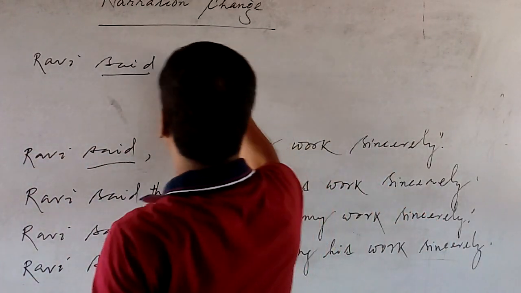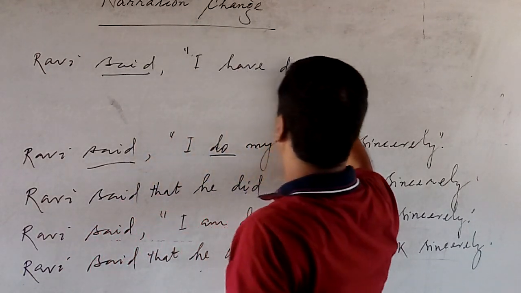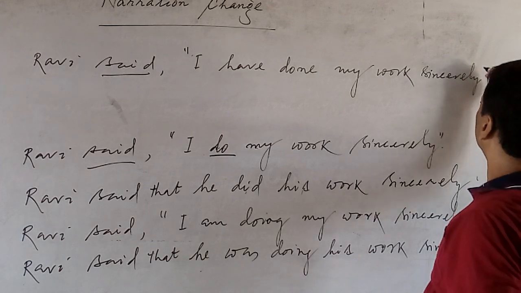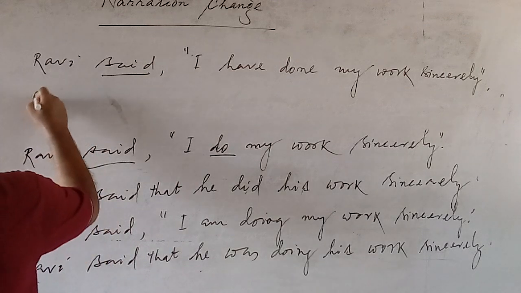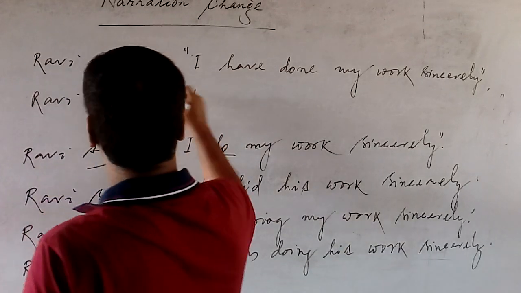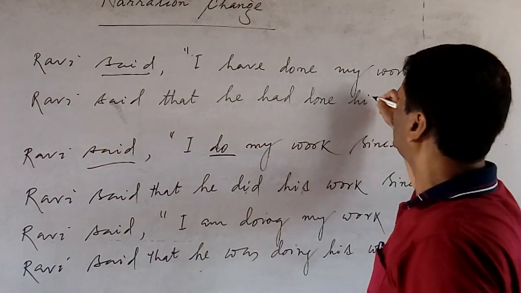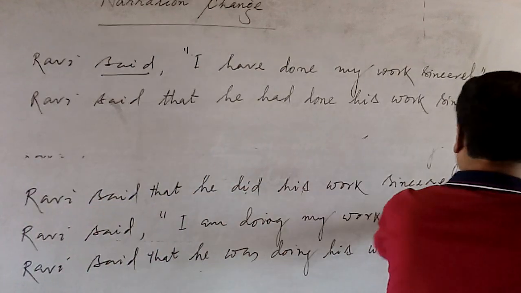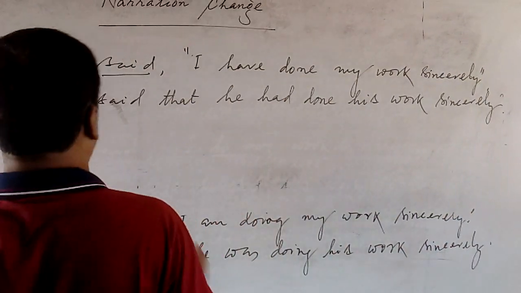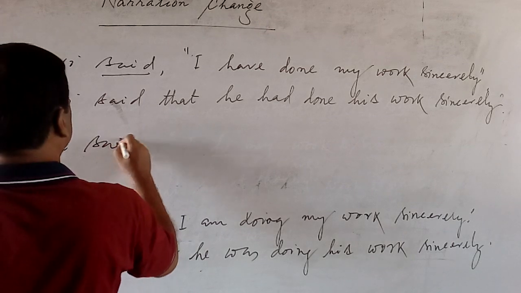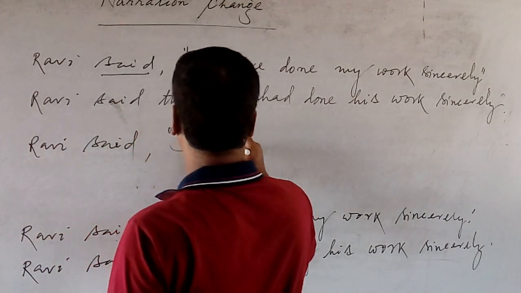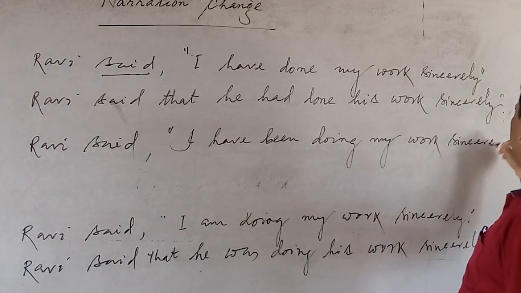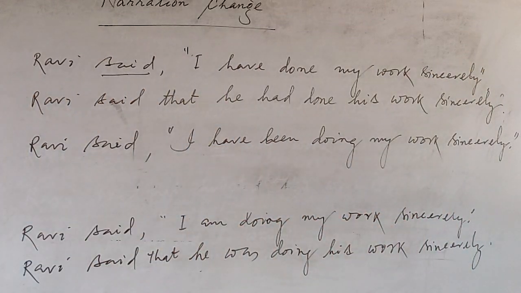Rabi said, I have done my work sincerely. Clear? Present perfect will change into past perfect. Rabi said that he had done his work sincerely. Now let me give you another example of reported speech with present perfect progressive tense form. Rabi said, comma, inverted comma begins, I have been doing my work sincerely. Here, present perfect progressive will change into past perfect progressive.